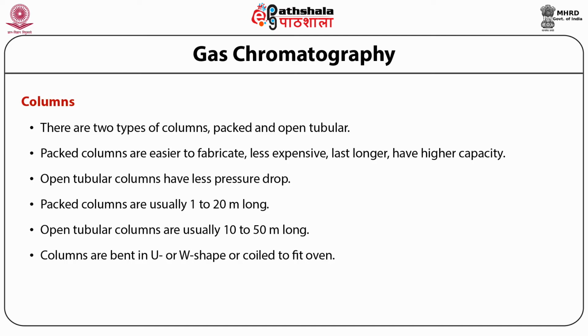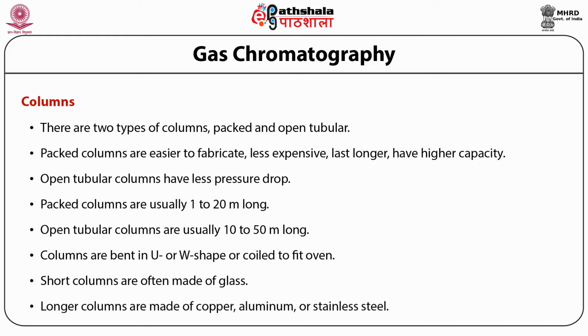Geometrical configuration of the column is of little concern as long as the bends are not sharp. Columns are bent in a U or W shape or coiled to fit the oven. Short columns are often made of glass, but longer columns are made of copper, aluminium, or stainless steel tubing to facilitate bending, which may be done after the column is filled. It is possible to draw glass capillary tubing in lengths of several hundred meters. Capillary columns up to a mile in length have been fabricated.